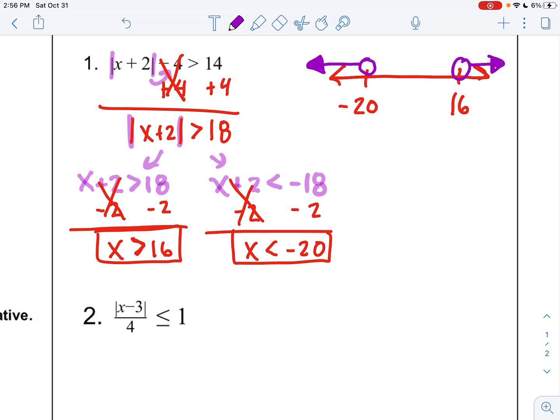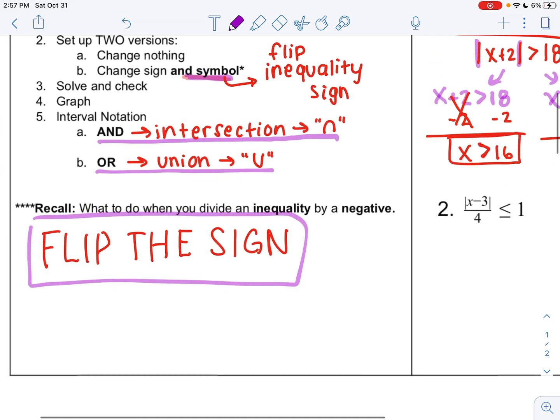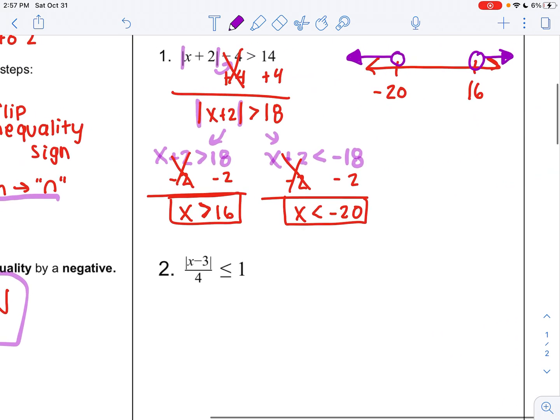Okay, do you see how they never touch? They're going in two opposite directions. When they go in two opposite directions, it's called OR. So when one goes like this and one goes like this, that's OR. When you have a graph that looks like this, this is when we're going to take advantage of that union sign.